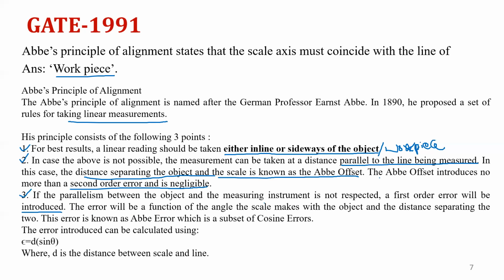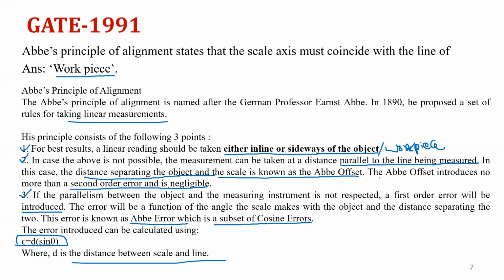The error will be a function of the angle the scale makes with the object and the distance separating the two. This error is known as the Abbe error, which is a subset of cosine errors. This error is calculated using the relation epsilon is equal to d sine theta, where d is the distance between the scale and the line. So these are the three principles used for making the linear measurements.